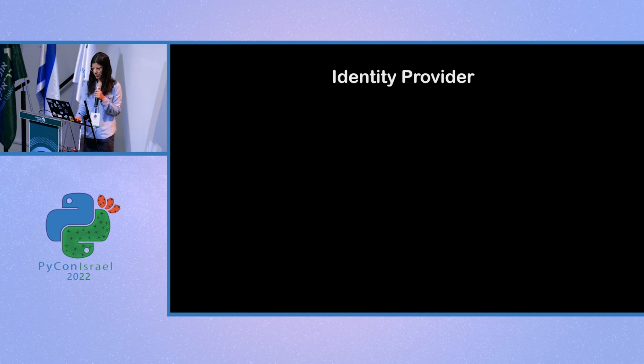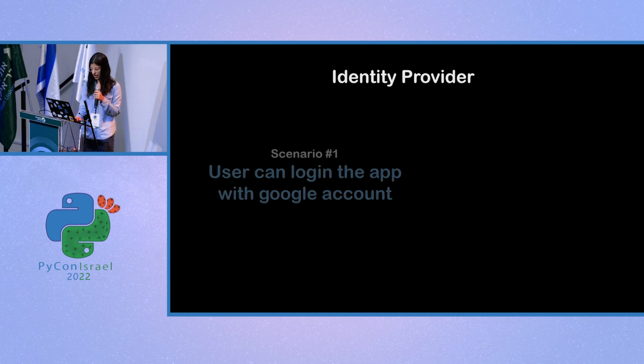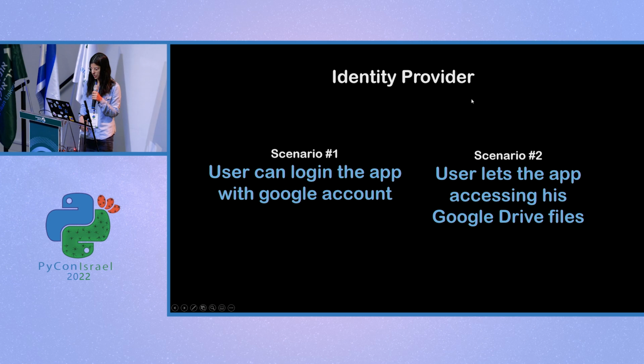Now, these scenarios just showed us, in day-to-day examples, what the main responsibilities of the identity provider are. The first scenario shows us that the identity provider can enable the app to log in its user through a third-party identity provider, which is a Google account in this case. And in the second scenario, we see that the user gives the app permissions to access the user resources, and the identity provider is responsible for giving these permissions.